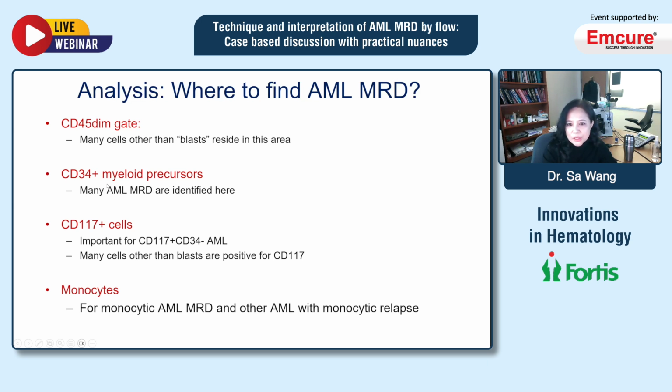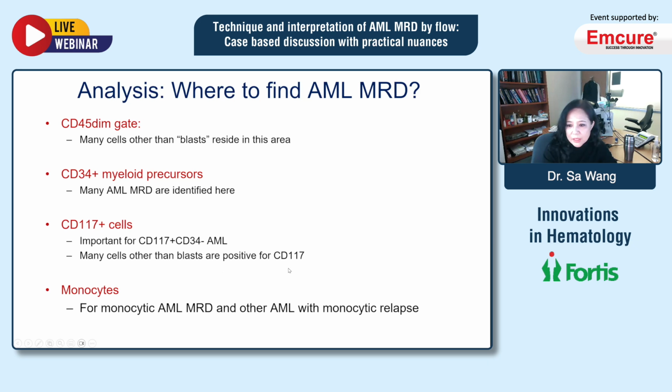Then the second one is the CD34 myeloid precursors. Actually, the majority of AML-MRD, as we recently summarized in our data, more than 80% of cases, you identify the MRD in this compartment. Then the CD117 positive cells. This is very important for CD117 positive, CD34 negative AML, because some of the leukemia stem cells are actually CD34 negative. Then you find these immature cells usually in this compartment.